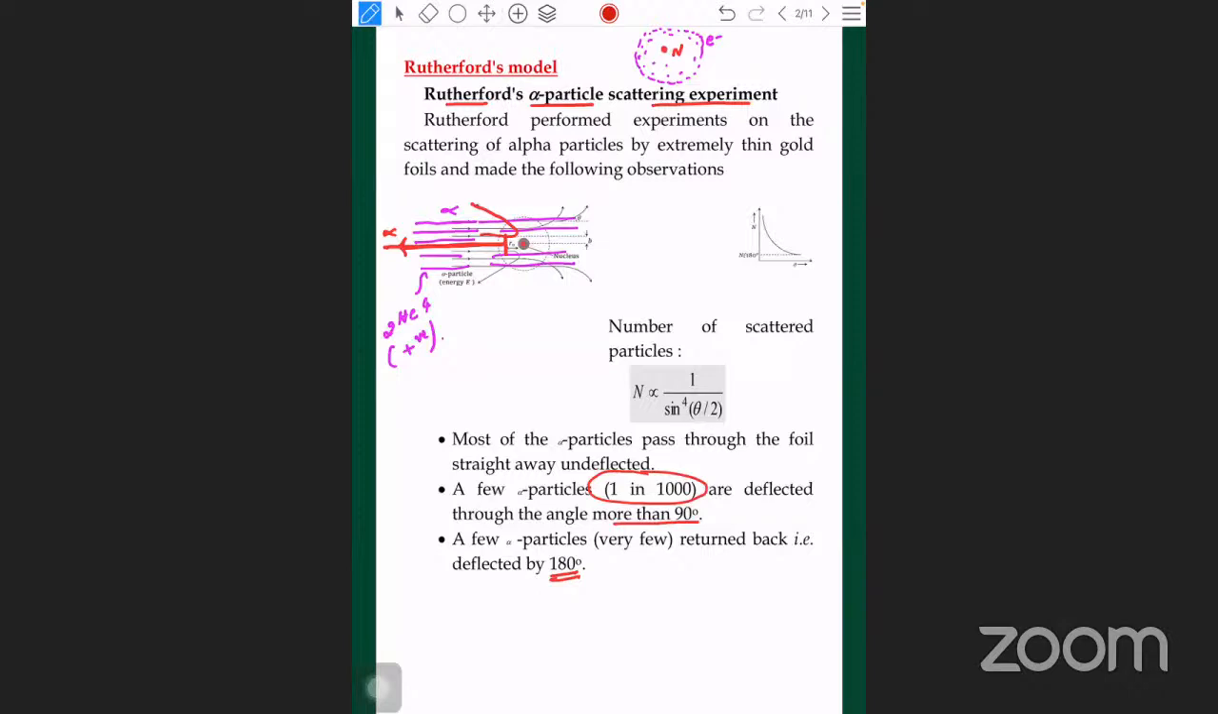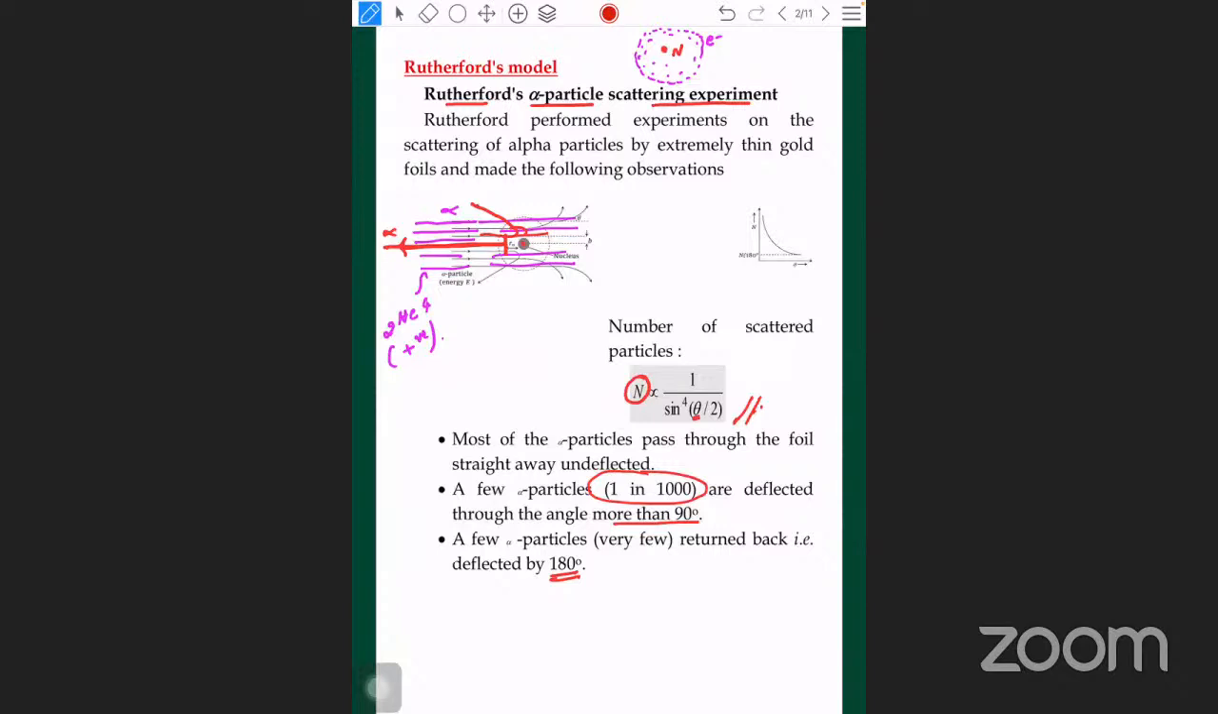So if you want to find the number of scattered alpha particles, by knowing the scattering angle theta, the angle by which it gets deflected, you can find the number of scattered particles. That number is inversely proportional to sine power 4 theta by 2. Remember this: the number of alpha particles scattered is inversely proportional to sine power 4 of theta by 2.